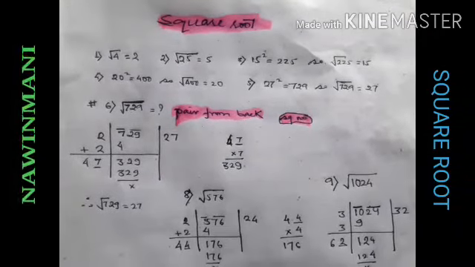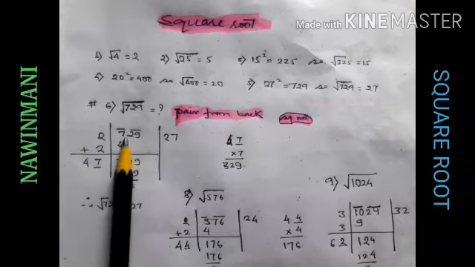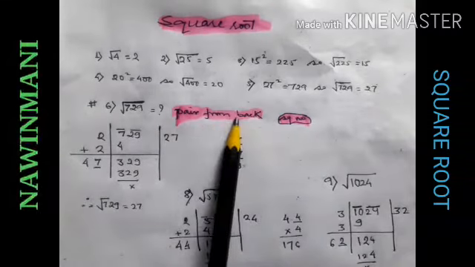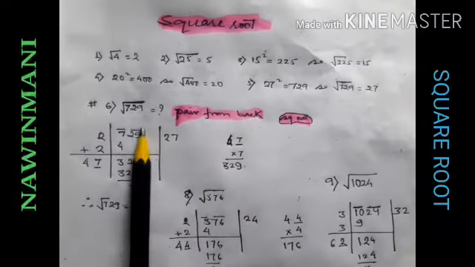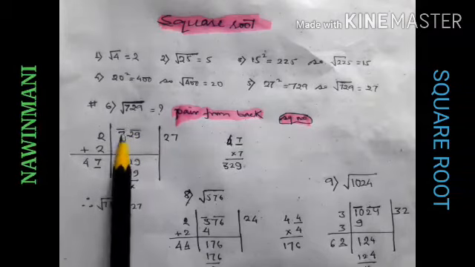We will learn that. Suppose, for example, we have to find the square root of 729. So what we are going to do is pair from the back. I repeat, pair from the back. Okay, pair from the back.